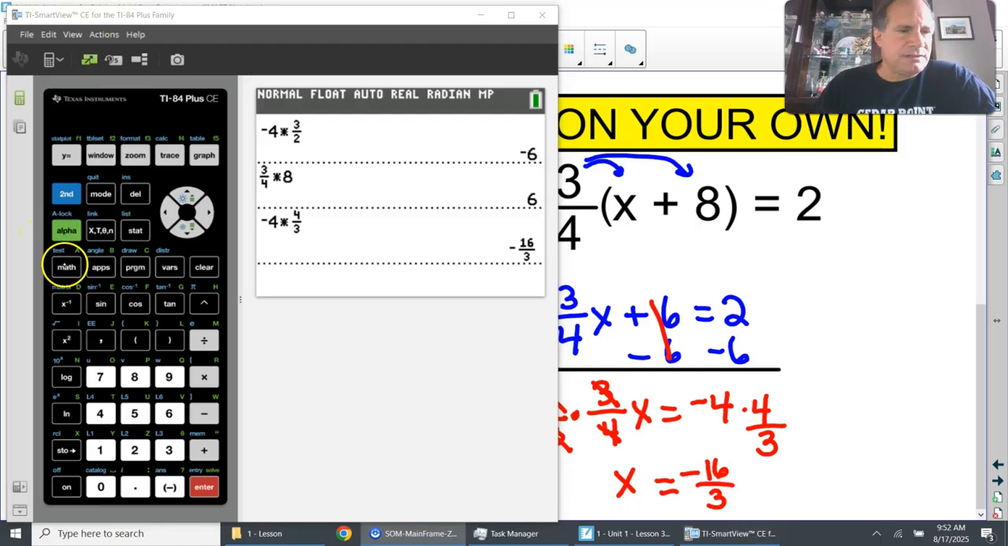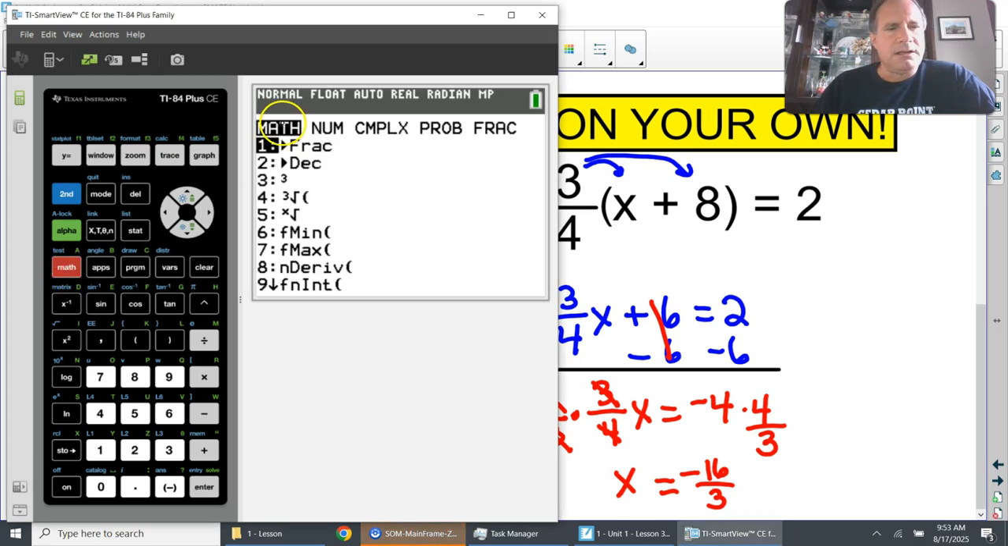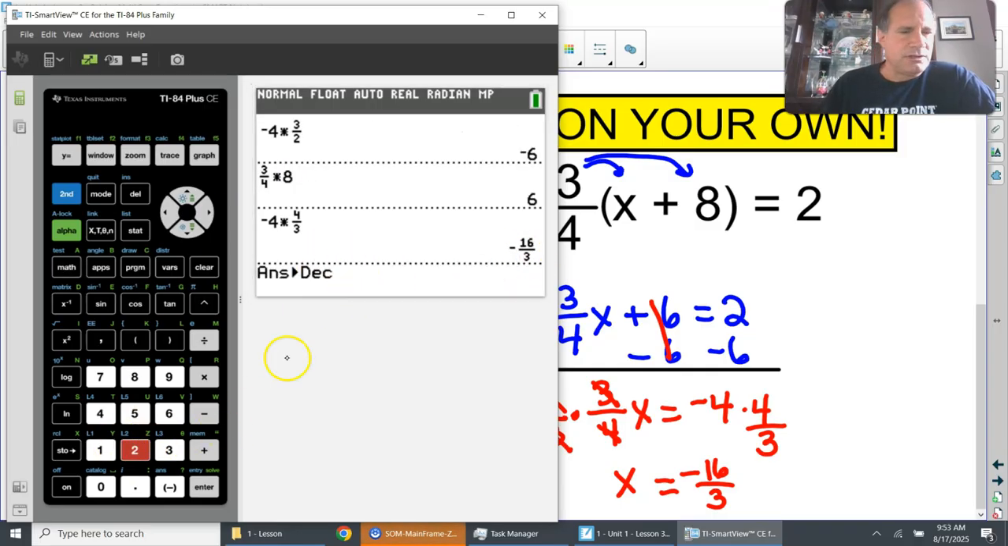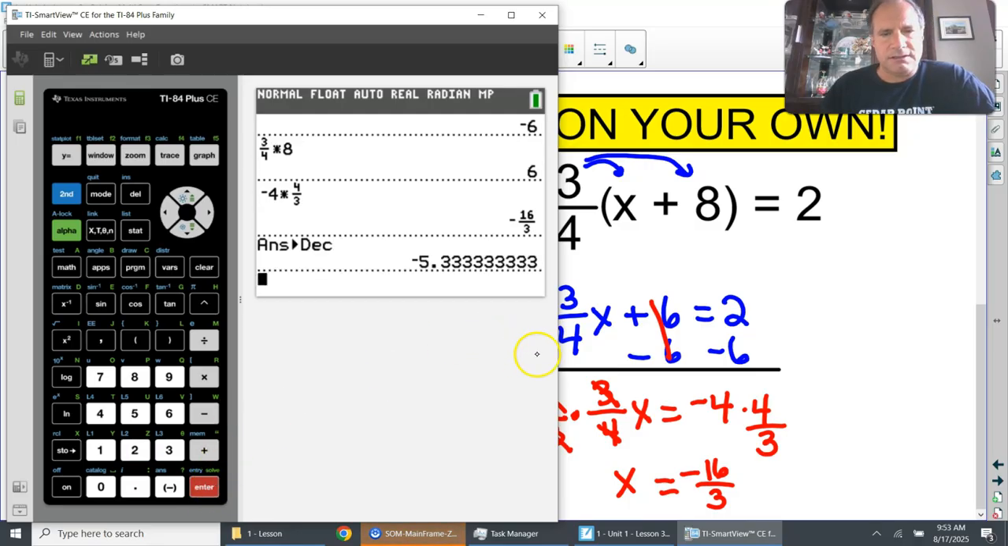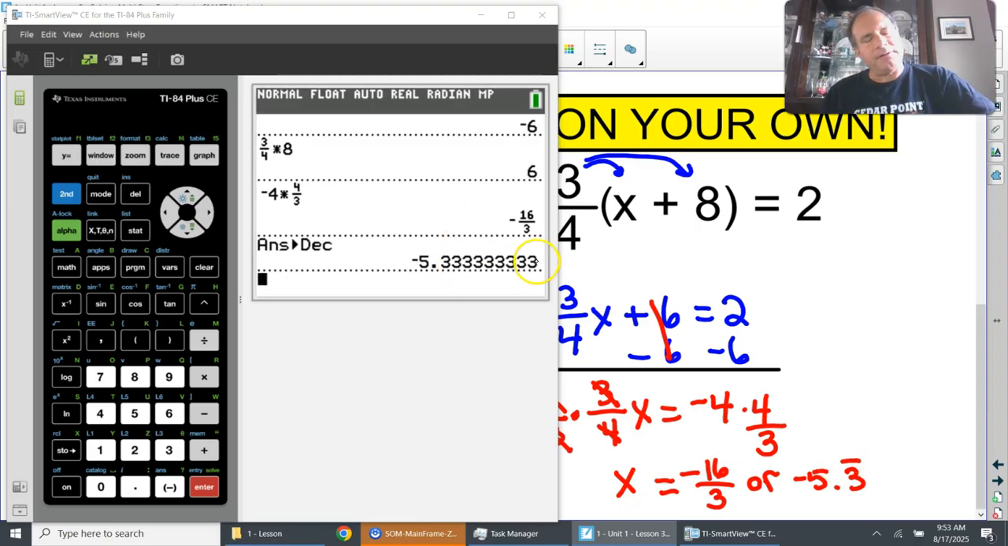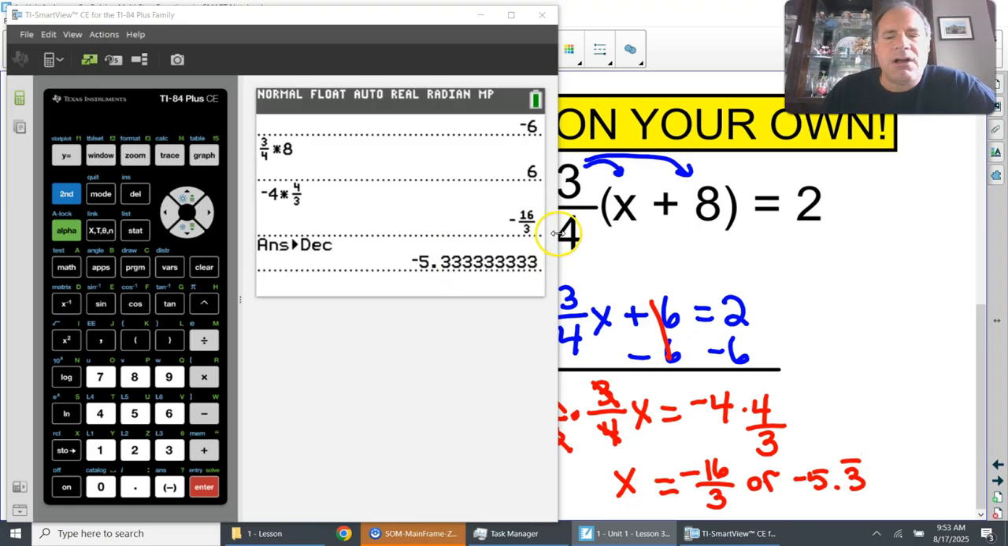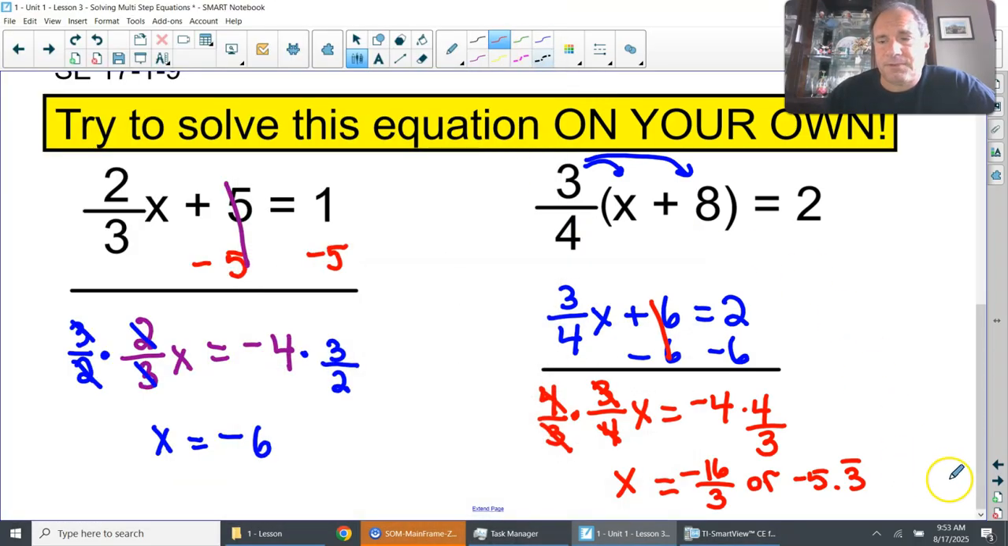So if you have -16/3, you could divide -16 by 3 and convert the fraction into a decimal, or you could press math, and you see how it says decimal here. So you just press 2, and you notice that it goes back to the screen again. Press enter. It's -5.3 with a line on top, because the 3 goes on forever. It's a repeating decimal, and that is it.